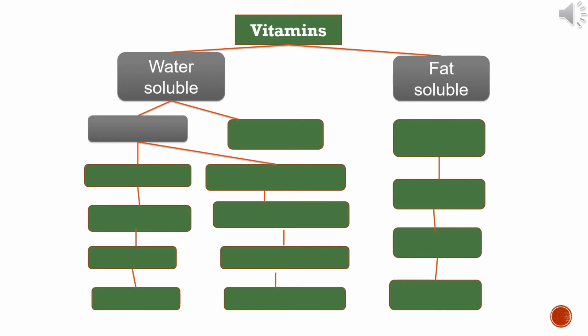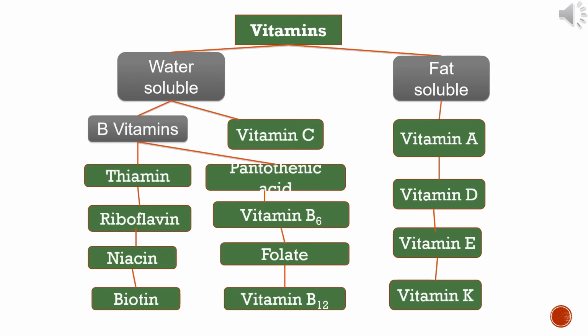As a recap, we have the two main groups. We have water soluble and fat soluble. Water soluble are the B vitamins and vitamin C, and then fat soluble are A, D, E, and K.